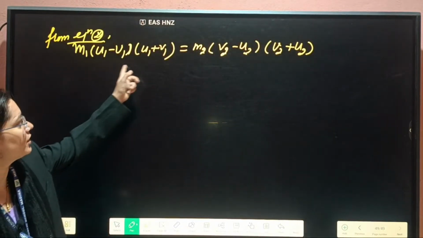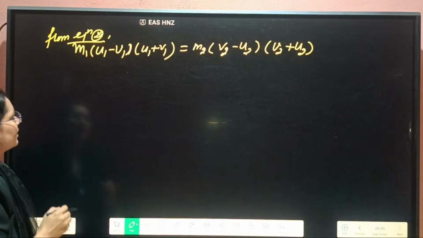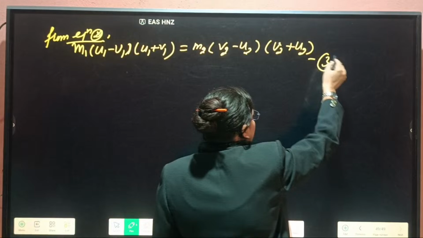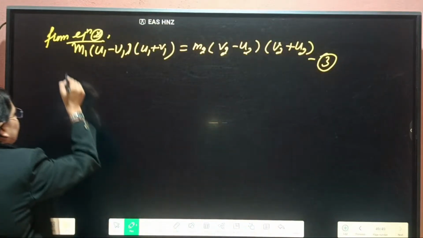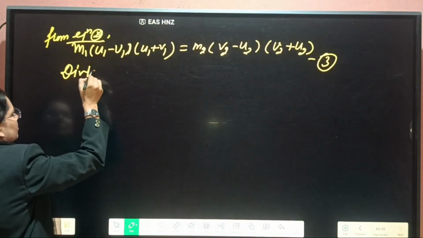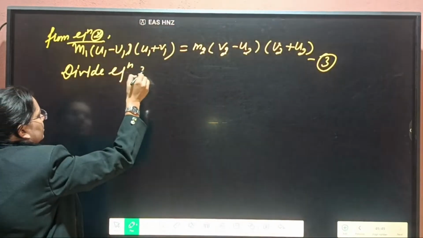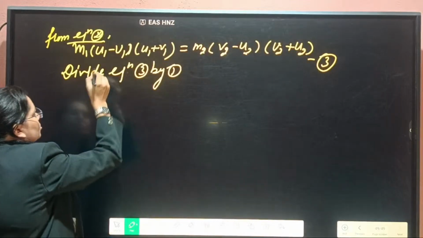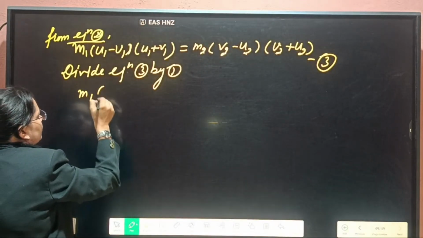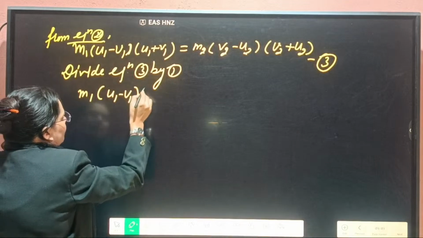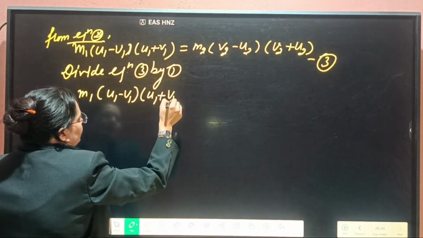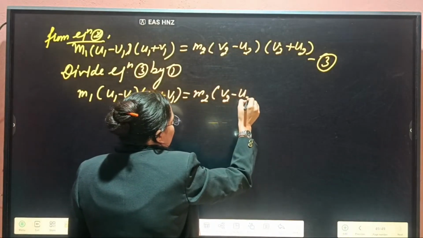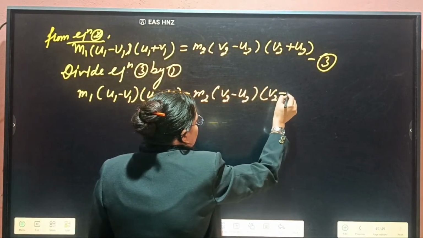Second equation के formula को हमने open कर लिया. अब हम क्या कर रहे हैं, now this one our third equation we can write there. This one our third equation. So divide equation 3 by first equation. Clear? So now we are writing this one third equation, m1 u1 minus v1 u1 plus v1 equal to your m2 v2 minus u2 v2 plus u2.